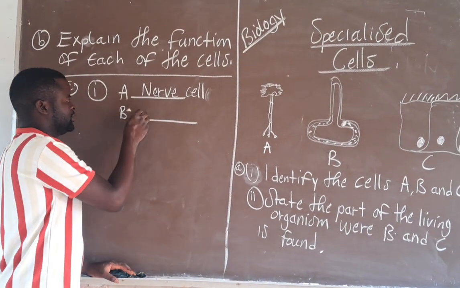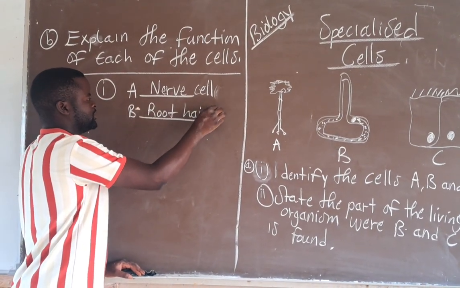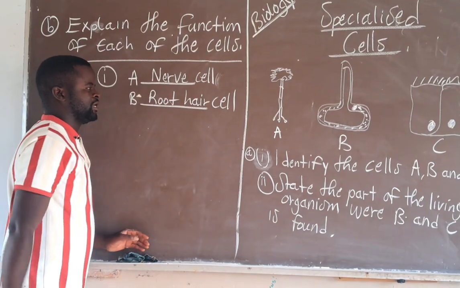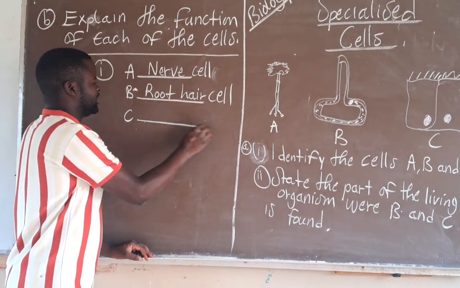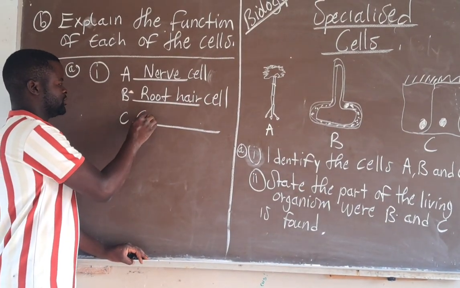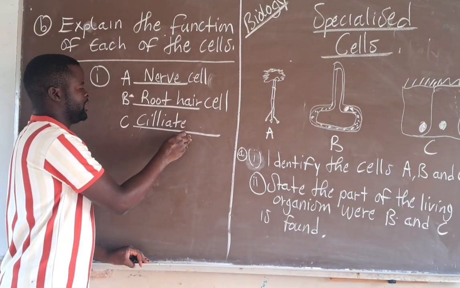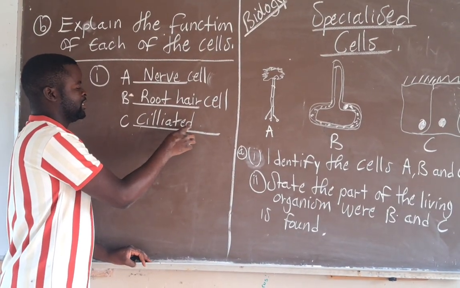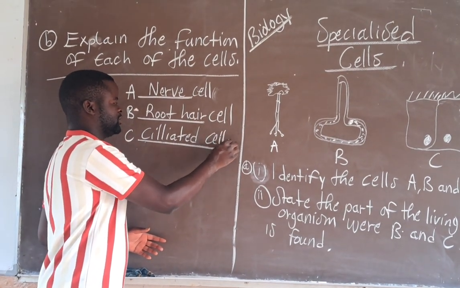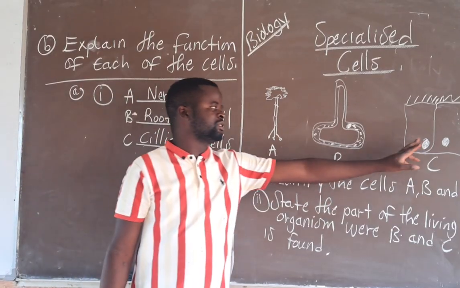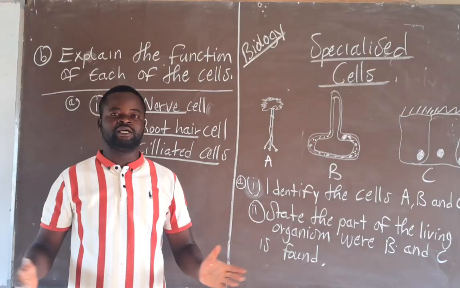Then cell B. Under cell B, this is a root hair cell. Then cell C is a ciliated cell, or ciliated epithelial cells. Normally they call them ciliated cells. They are cells because we are able to see the nucleus in each of them. So these are what we call ciliated cells.